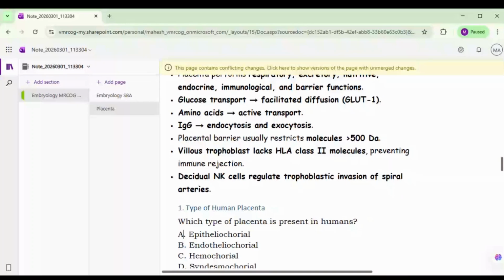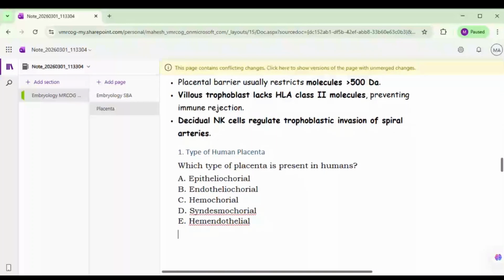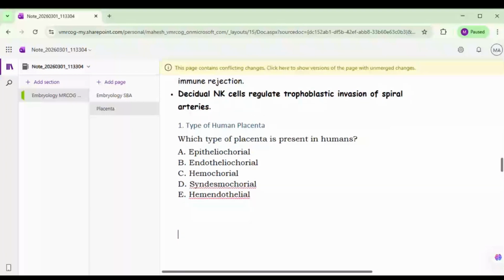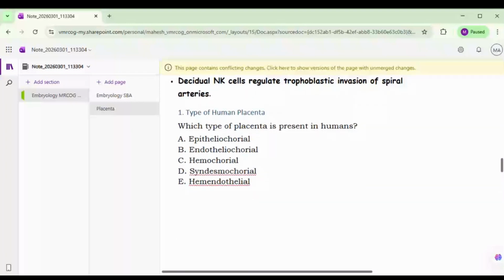Which type of placenta is present in humans? Epitheliochorial, endotheliochorial, hemochorial, syndesmochorial, hemiendothelial. Option C, hemochorial.